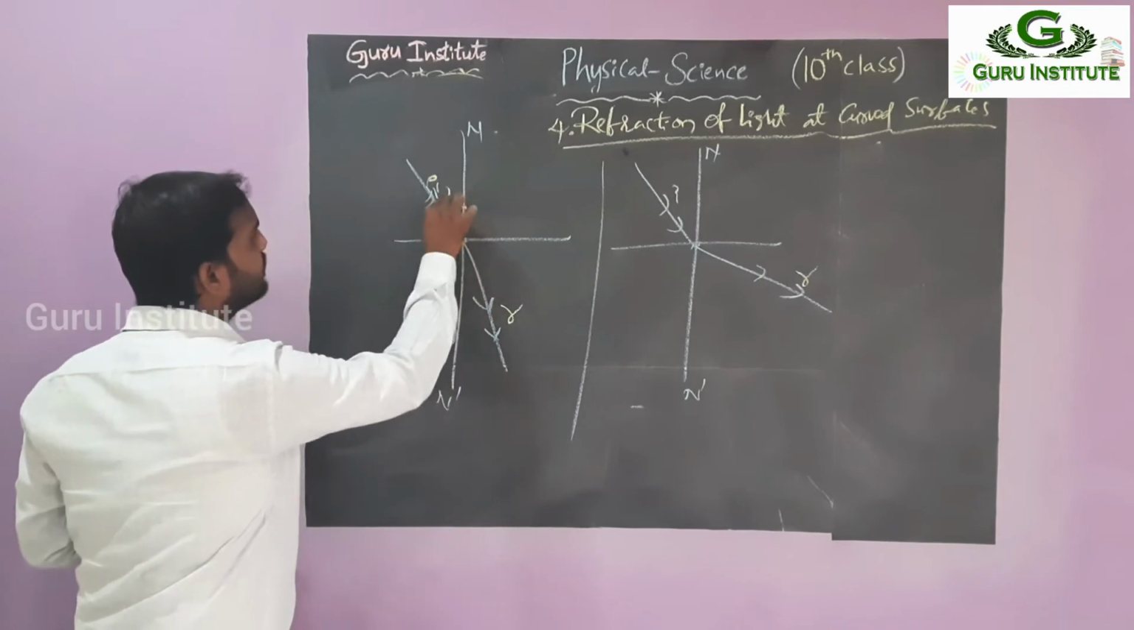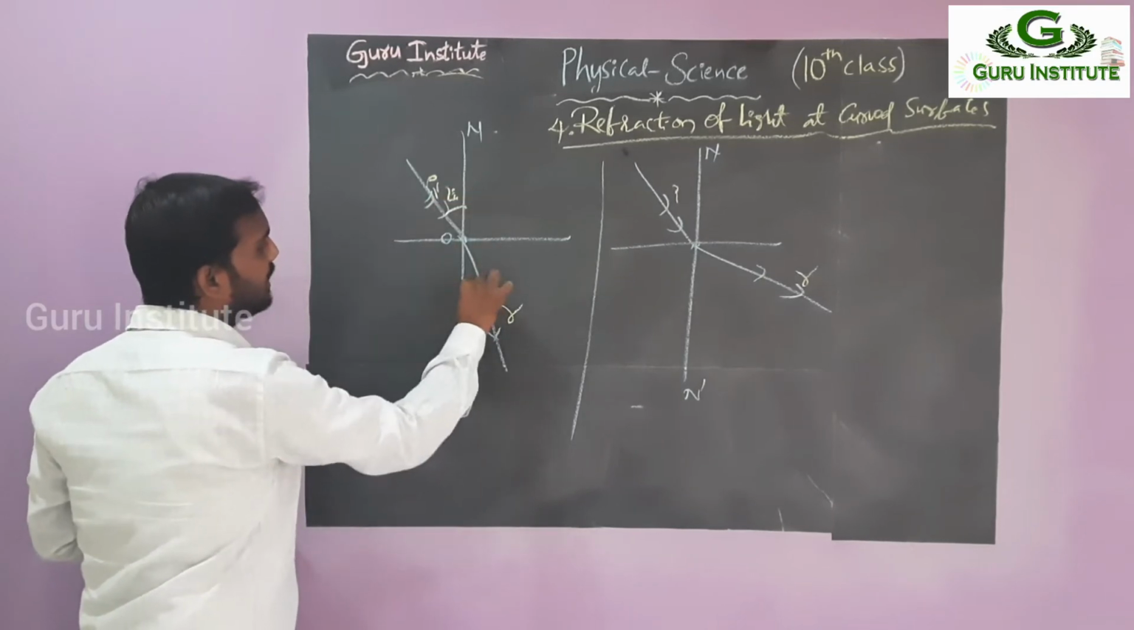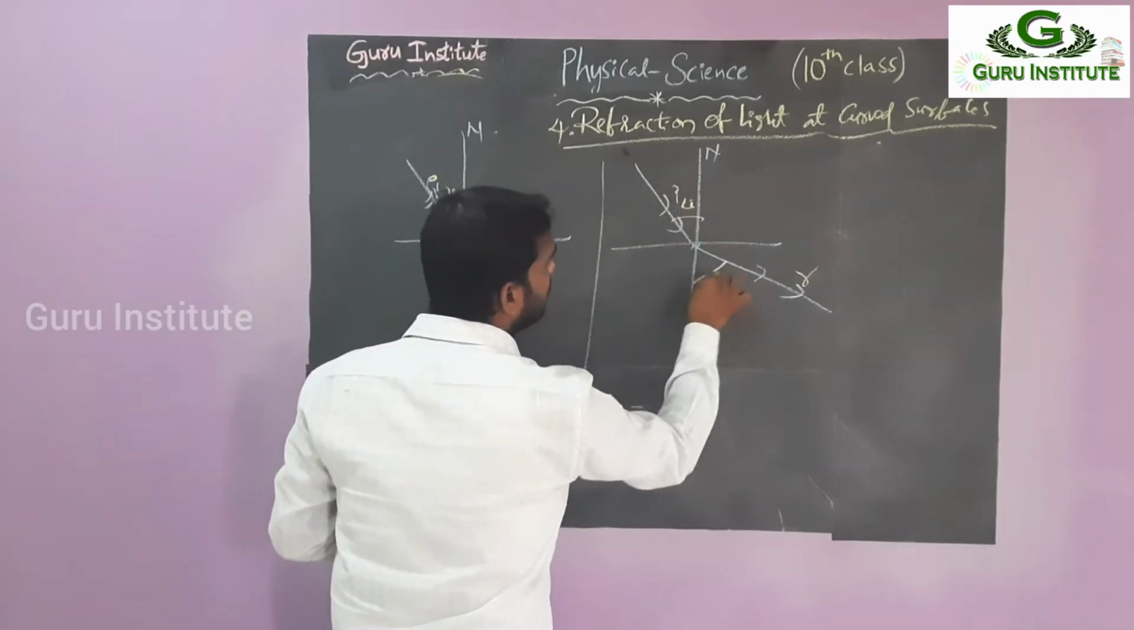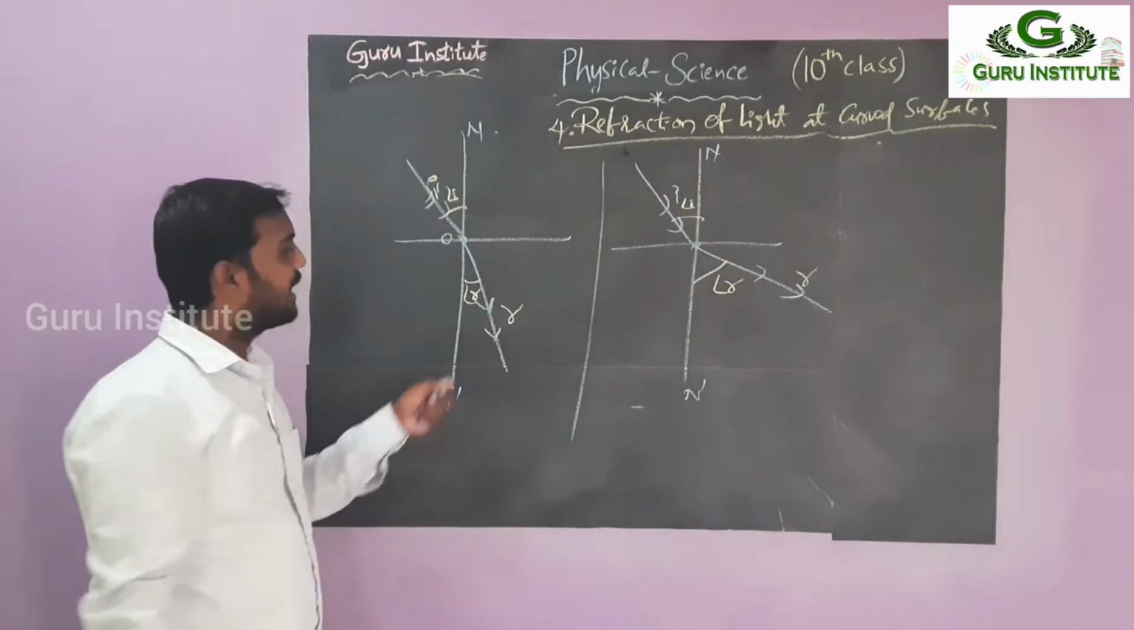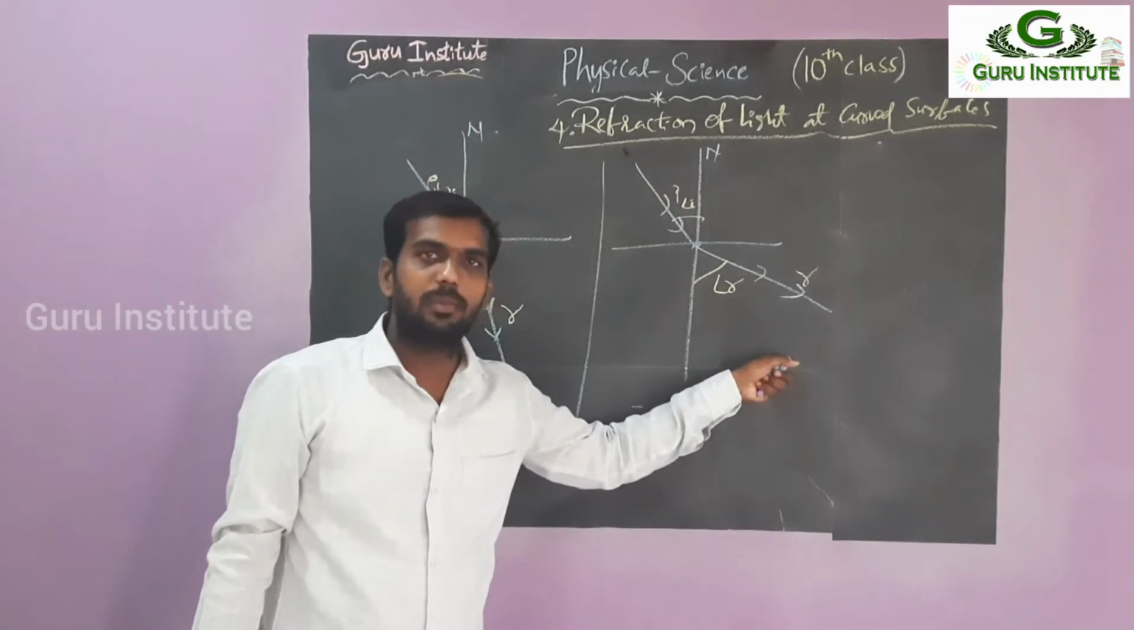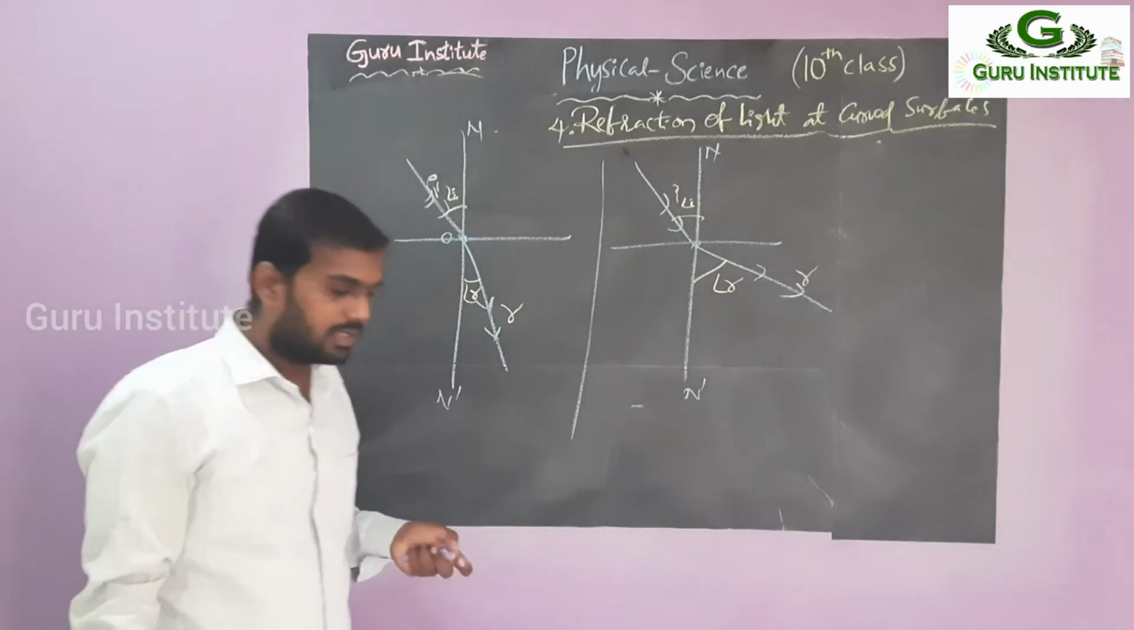So this is the angle I, and this is the angle R. If you observe, angle I and angle R are not equal. This is bending towards the normal. This is bending far away from the normal. Why is it happening like this? That depends upon the medium.